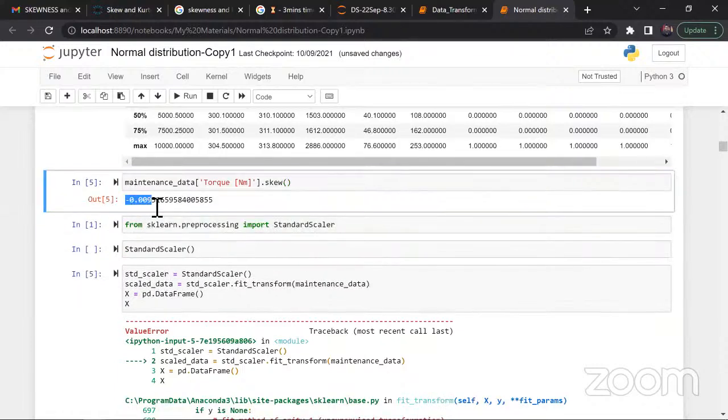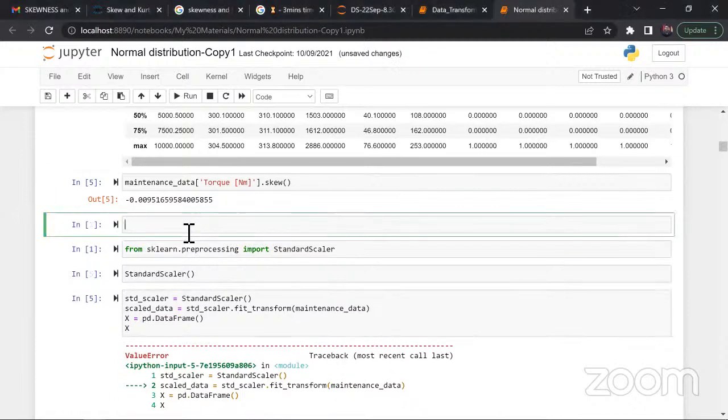It gives minus 0.09, which means what? If you round it, skewness is 0. If skewness is 0, then is it a normal distribution, or a skewed distribution? Is it positive skew or left skew or normal distribution? Normal distribution. Great.